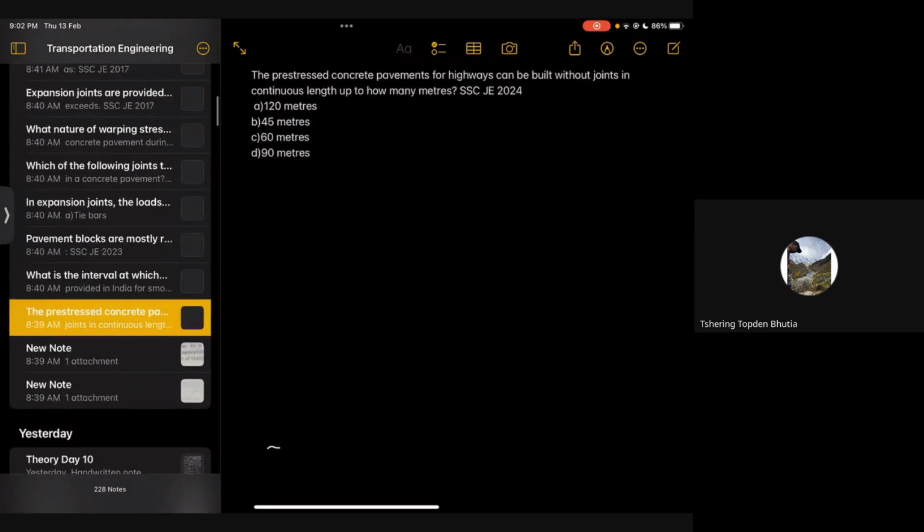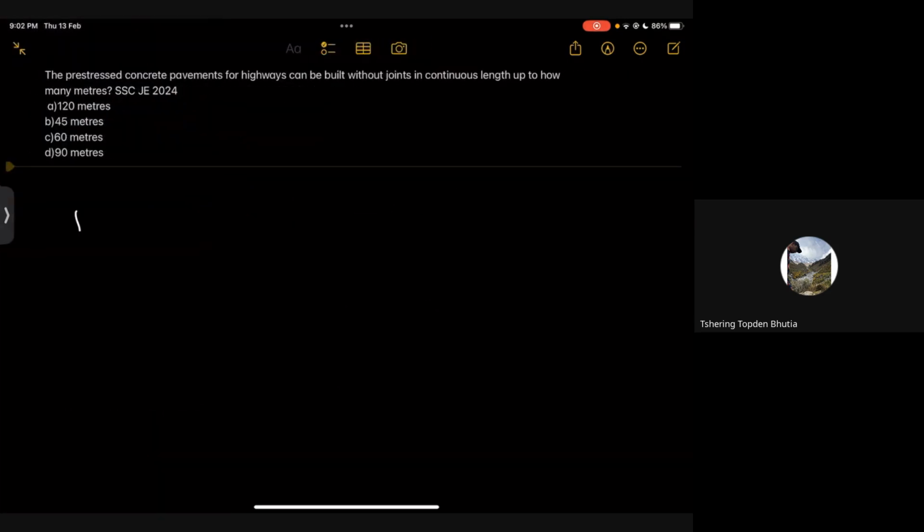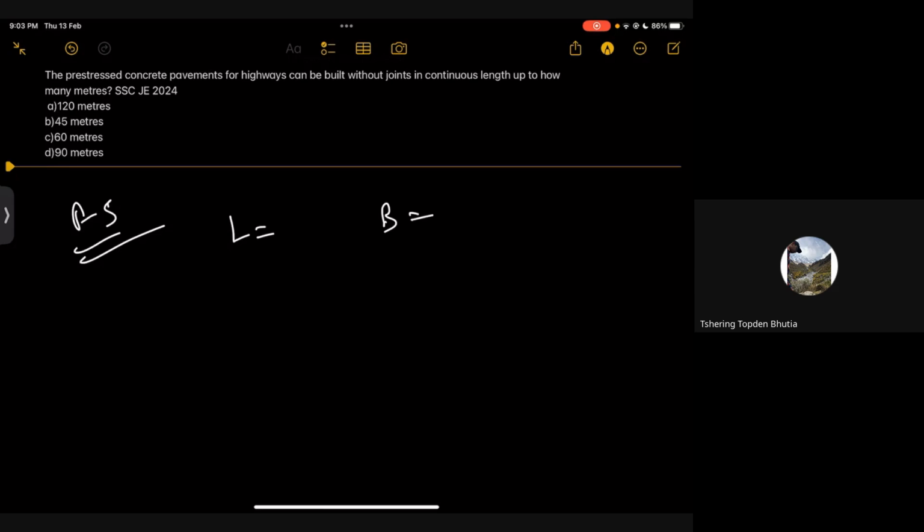Let's move to the next one. Poll number 5. Come on guys. Pre-stressed pavements for highways can be built without joints in continuous length. Basically, it is asking what the spacing should be. Spacing for pre-stressed concrete pavements. I gave it to you as trivia, that's it. I had given L, B and thickness. Thickness I think 15 centimeters, width 3.6, and what was L? Basically it is asking what the spacing is.